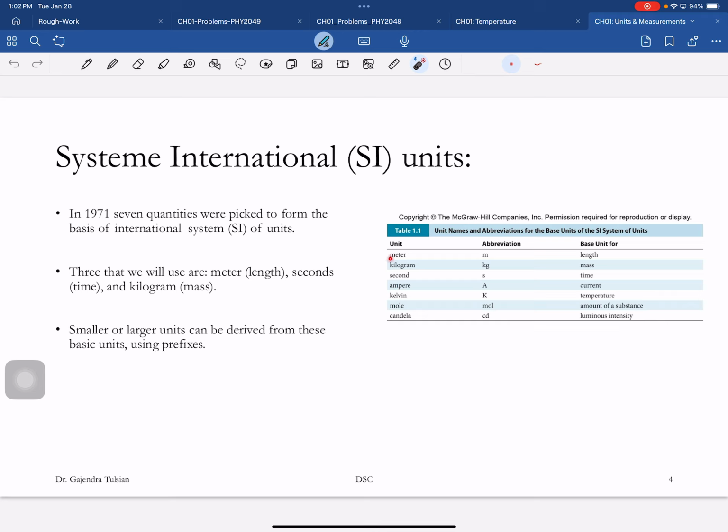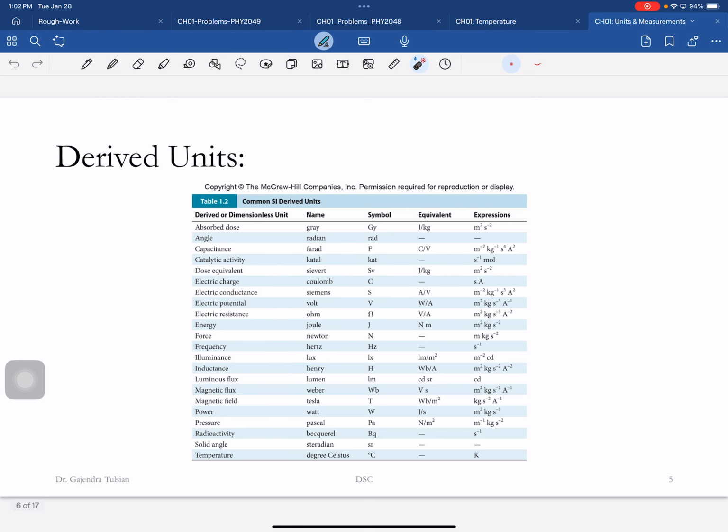Length, mass, and time. Everything you study in Physics 1 can be expressed in terms of length, mass, and time. So for instance, here's energy. The unit of energy is a joule. It is Newton meter, and it is meter square kg per second square.